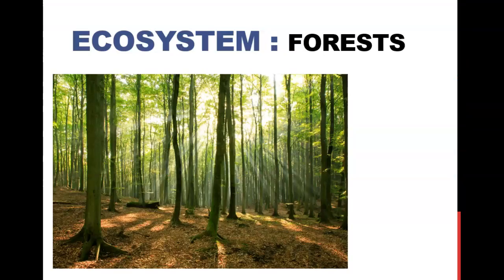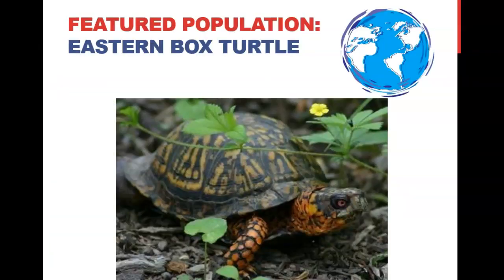Okay, we're going to go ahead and talk about ecosystems today, and the ecosystem we're going to focus on today is forests. One of the featured populations we're going to talk about in the forest is the eastern box turtle. The eastern box turtle ranges along the entire east coast of the United States. It can be found as far south as Texas, so we do have box turtles here in Texas.